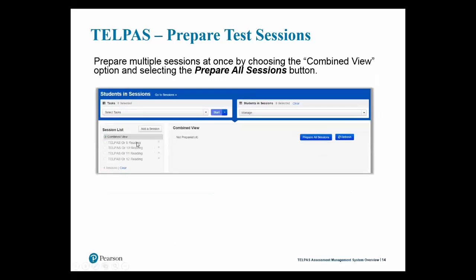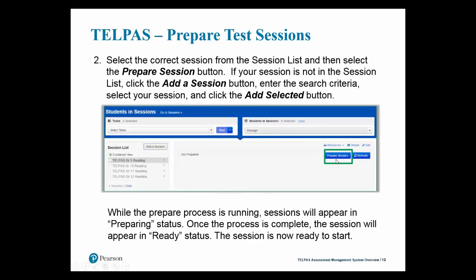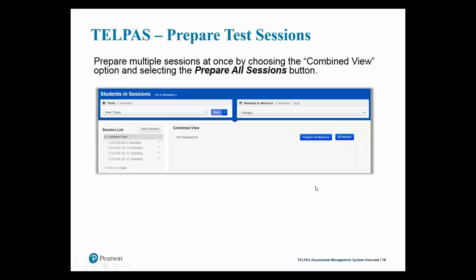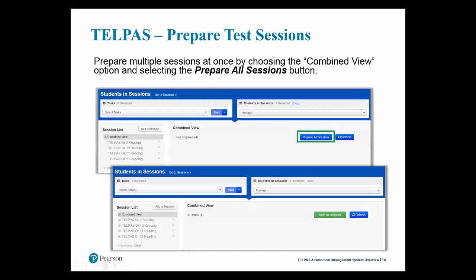On this previous screen, we're preparing one session at a time. On this screen, we have the combined view selected, so we're going to prepare all the sessions showing on this list at the same time. Now you see that the status has changed from Not Prepared to Ready. Once the session is in a Ready status, you'll be able to start the session. If you have it in the combined view, you can start all the sessions listed there, or you can select an individual test session and start it one at a time. You do have those different options, but remember, you can start all sessions at the same time if you want.